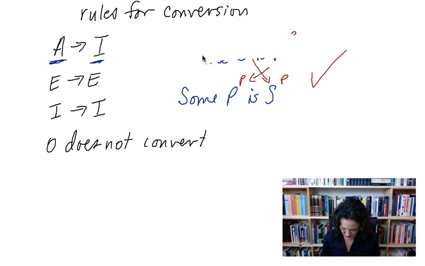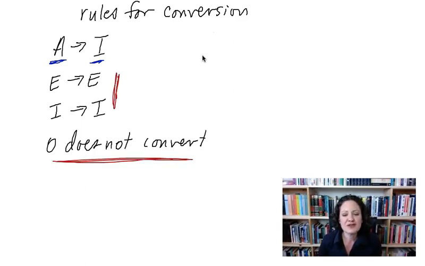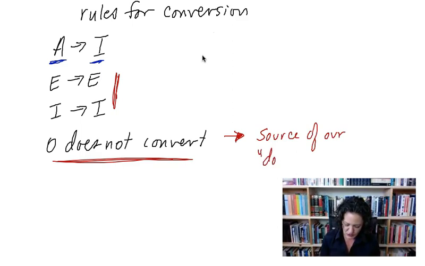Okay, now, this one's going to be super important, and it's going to be the source of all of our grief. So we have happy ones here. This is a grievous one. O does not convert. It's grievous because we'll struggle with it. But struggling is good. It's how we learn. I'm telling you, you could make mistakes. So O does not convert is going to be the source of our doubtful problems.